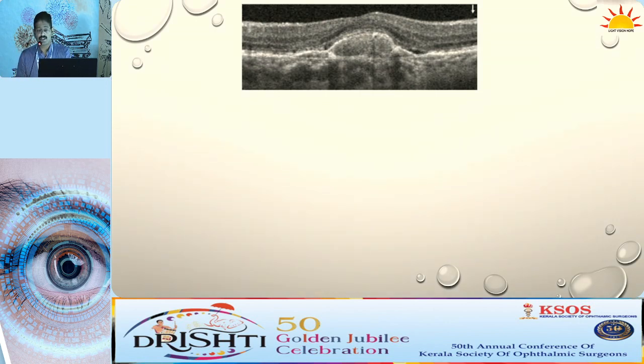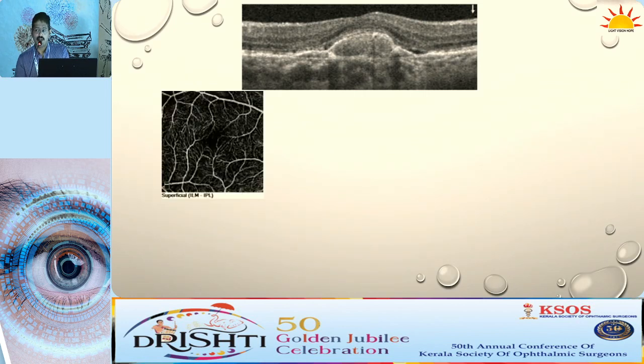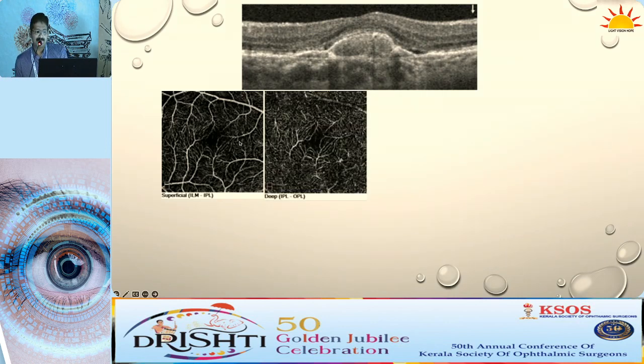So this structural OCT shows a fibrovascular PED. It's a case of basically a CNVM. Now, you first look at the superficial plexus. The superficial plexus looks apparently normal. Now, in the deep plexus, you can see some kind of activity happening over here.